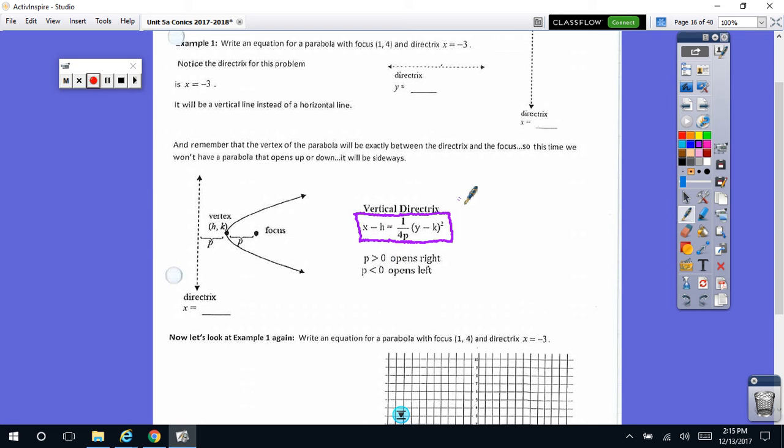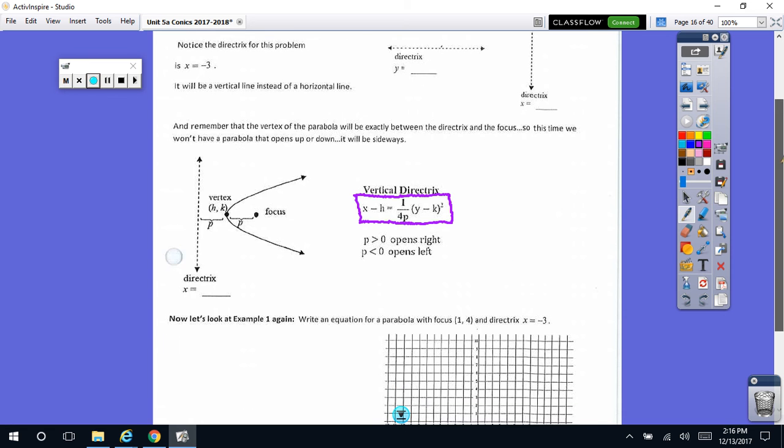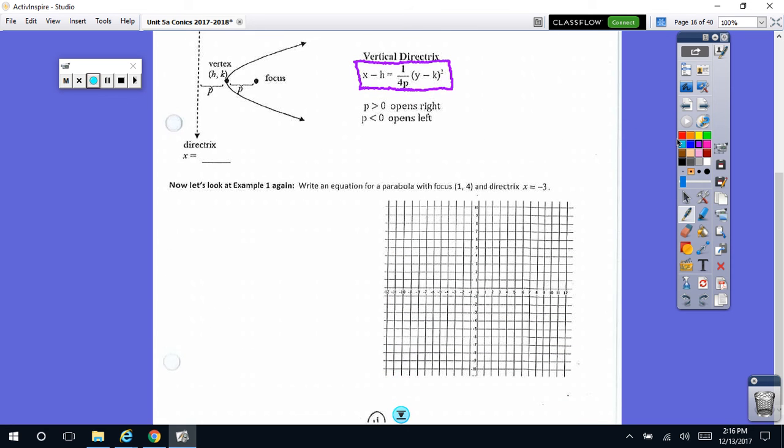If you also notice, our directrix is no longer a dotted line going sideways. Our directrix is a vertical line that is up and down on the x. So again, our directrix is going to be an x value now instead of a y value like it was before. So let's just jump right in here. It's probably easier that way. Let's start with our parabola.